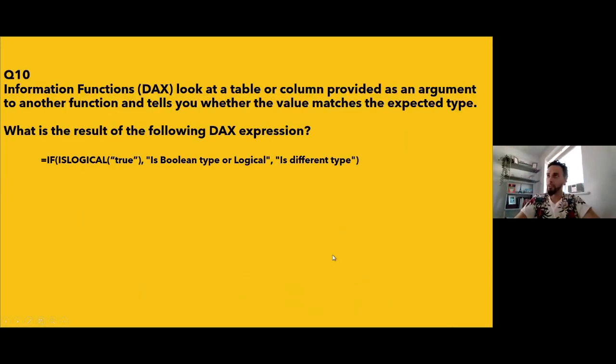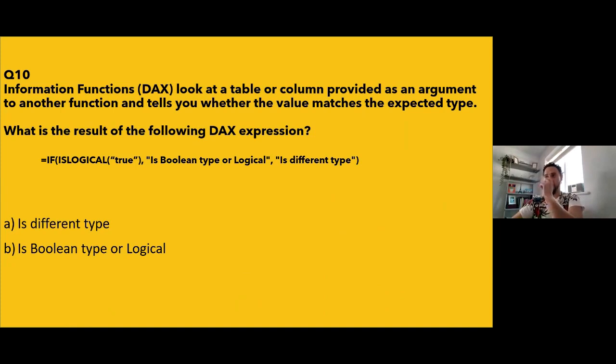Number 10. What is the result of the following DAX expression? If the logical type equals true, it's a Boolean type, else it's a different type. ISLOGICAL evaluates whether the value matches the expected type. We put true in there as a string, so that's not a logical value. It's almost like a trick question. So the answer is 'Is a different type'.